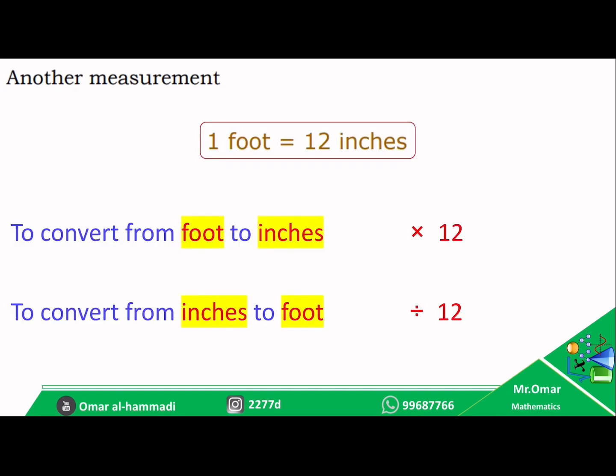Okay, the other one, here we have between foot and inch. From foot to inch, we multiply by 12. From inch to foot, we divide it by 12. Clear? So we have to memorize that one. This is the rule for this one. 1 foot is equal to 12 inches.